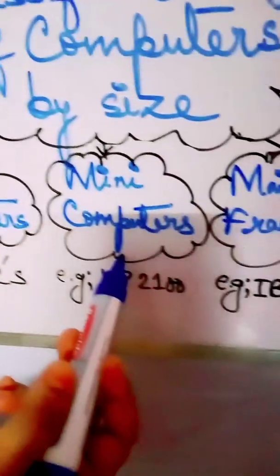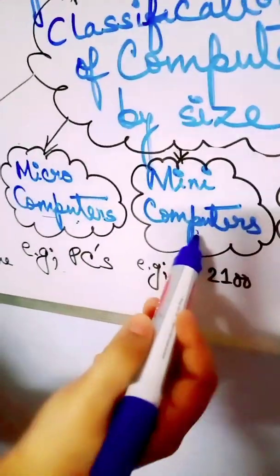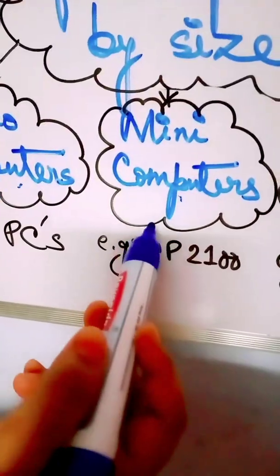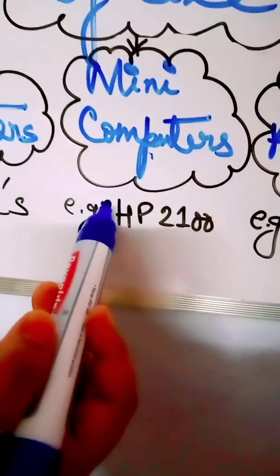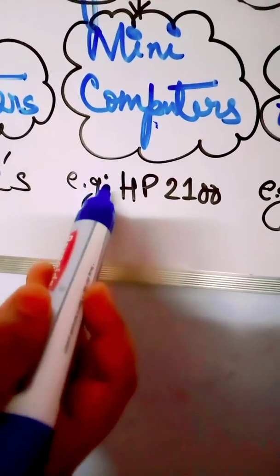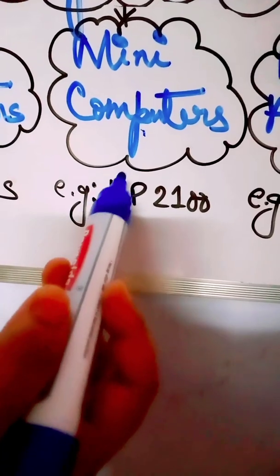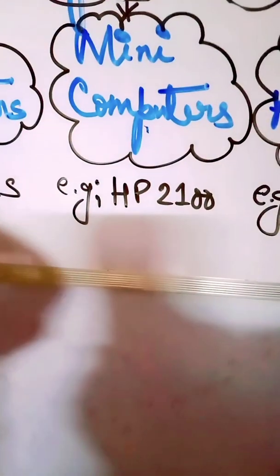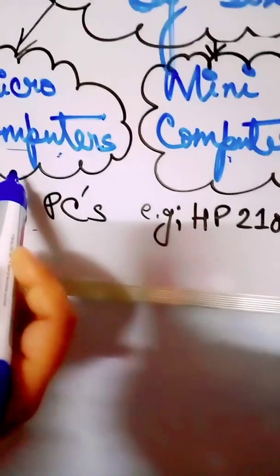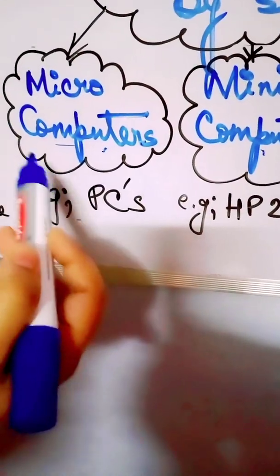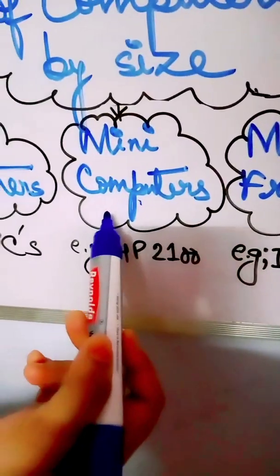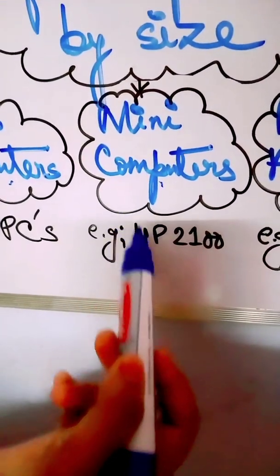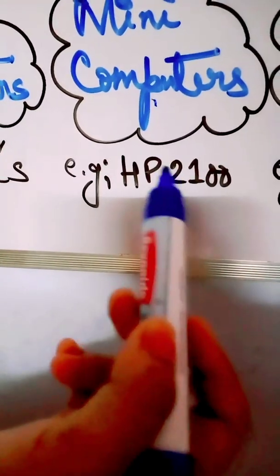Mini computers are larger than microcomputers, typically being the same size as a refrigerator. Mini computers first appeared in the 1960s. In the 1980s, they got replaced by microcomputers, which have become smaller and more powerful with time. CDC 160A, Microvax 3100 and HP 2100 are examples of mini computers.